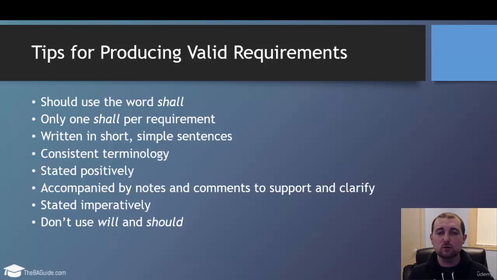The next thing is you want to accompany your requirements with notes and comments to support or clarify. This is something that a lot of people don't do. For a lot of my requirements documents, I use Microsoft Word. We'll get into a business requirement document in a future lecture, but it's very easy to add a comment, a highlight, or clarification right there in the requirements document. I've got my requirement listed, and then a comment that floats off to the side of it, and that way it's easy to read.